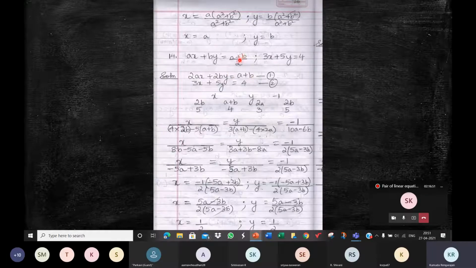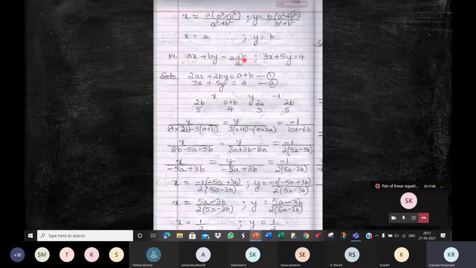Or if you want to be adventurous and do it correctly, then maybe you can go ahead with this. But I normally avoid fractions, so I cross multiply and bring it to a form like this so that it's convenient for students also.